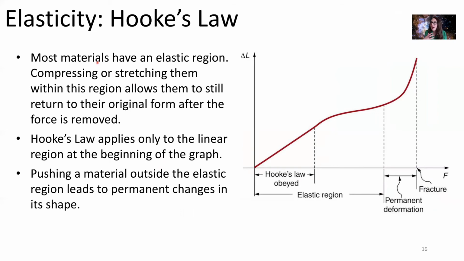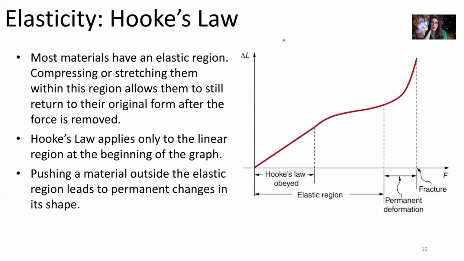Most materials have an elastic region over which you can stretch them or compress them and they won't break. Compressing or stretching materials within this elastic region allows them to still return to their original form after the force is removed. Like a rubber band, you can stretch it to some degree and it will still stretch back to its original shape and it's all okay. But every rubber band has a force that you can apply where if you exceed that, you break the bonds in the material and you can't assemble it back together again. So the elastic region is the region in which you can stretch a material or compress it and it will still be happy to come back to its original state.